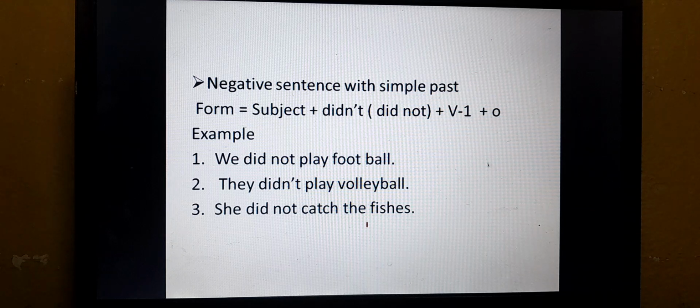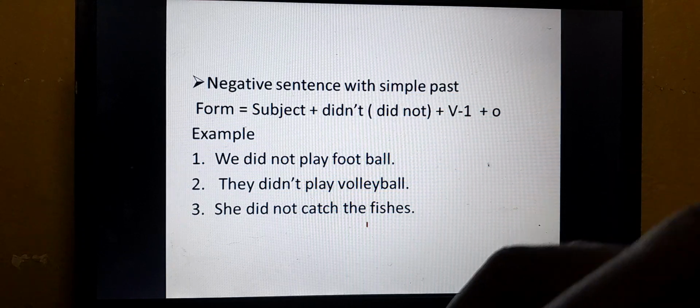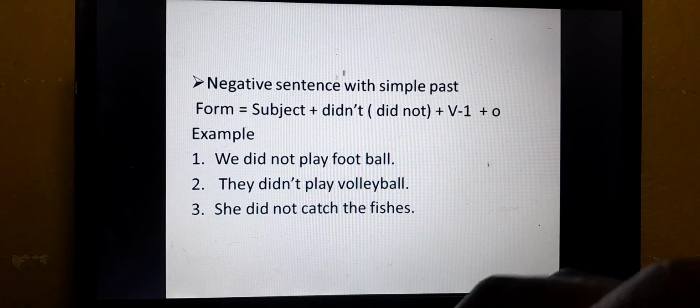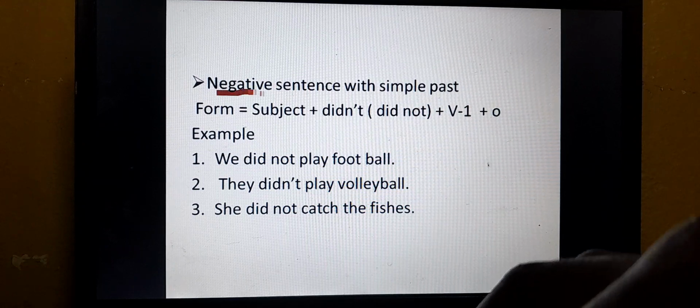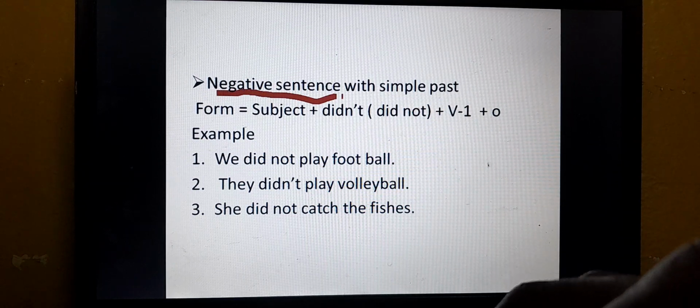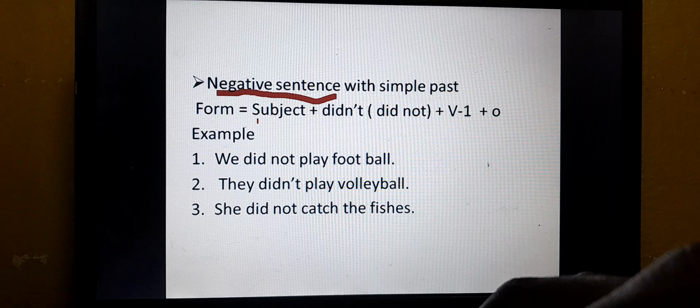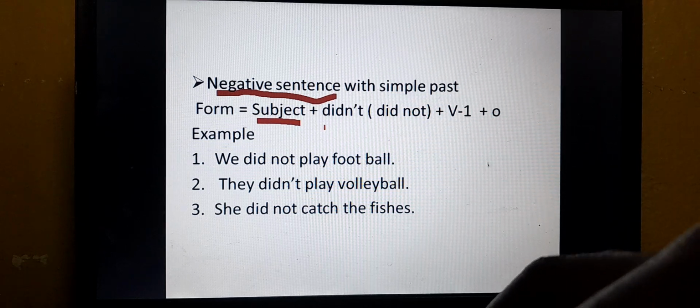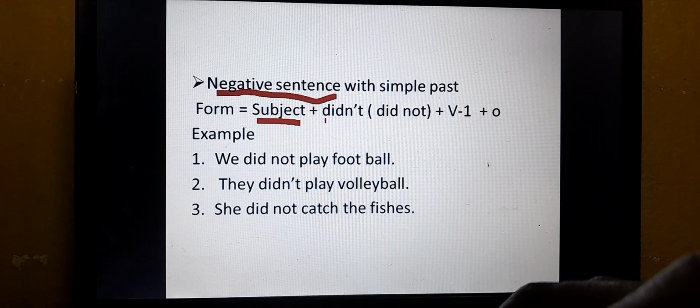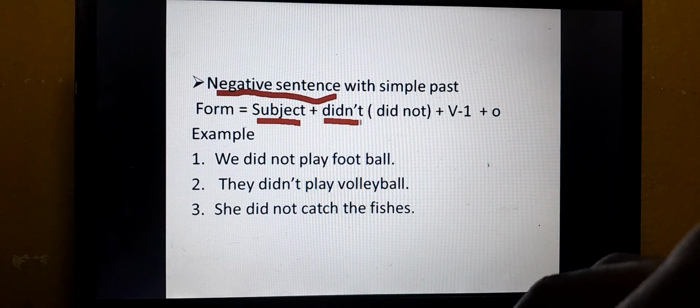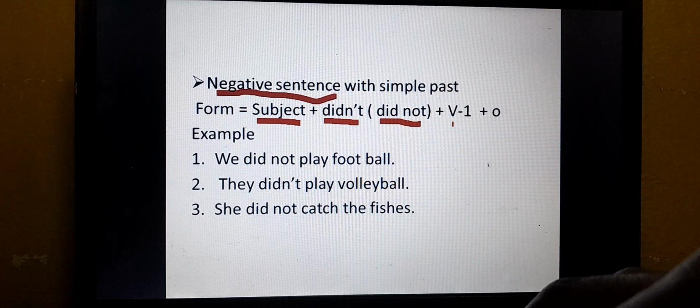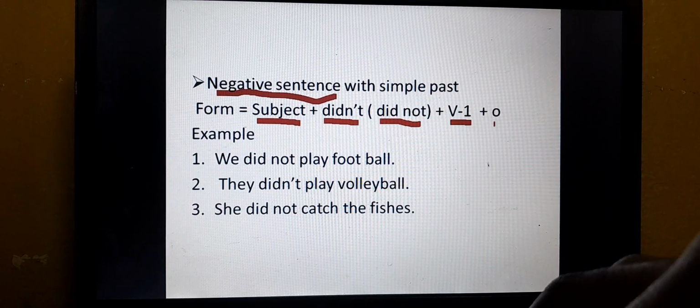So now let us see how to construct a negative sentence using simple past. For that purpose, to form negative sentences using simple past, we have to use the following structure: subject plus did, didn't in the contracted form, and did not in the full form, plus verb 1 plus object.